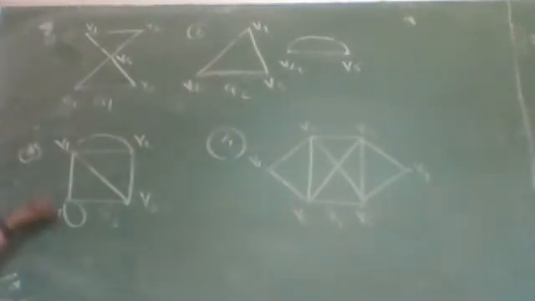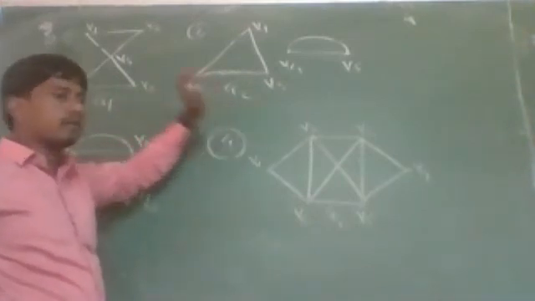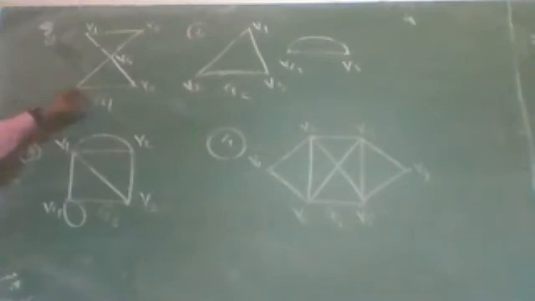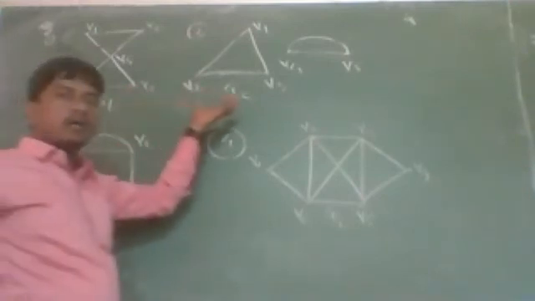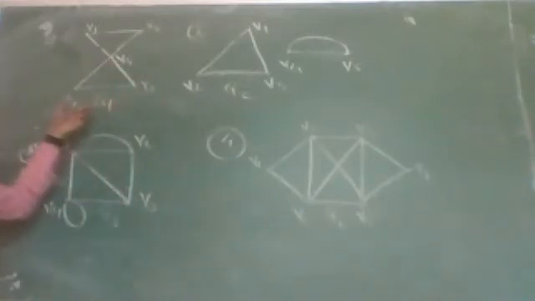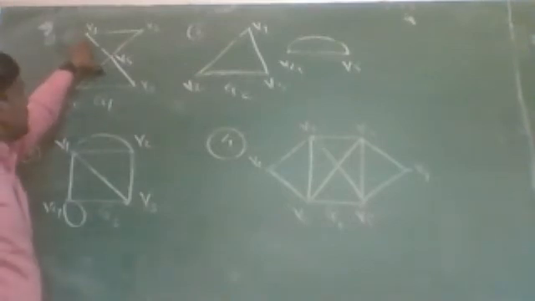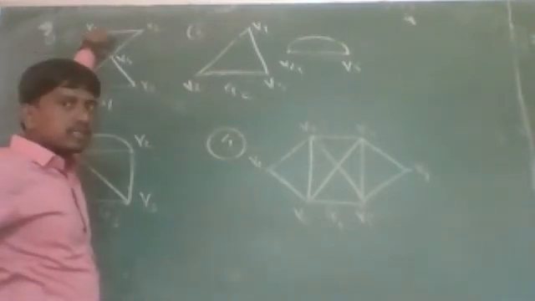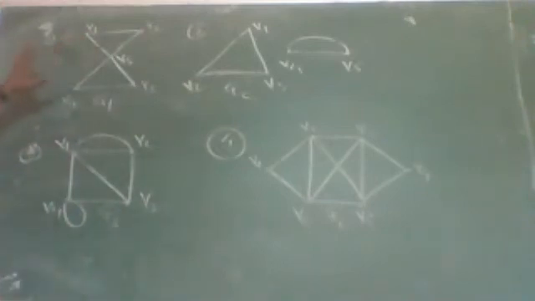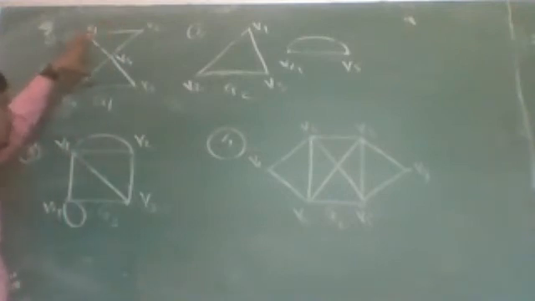Now we have to check whether these graphs are Eulerian graphs or not. The first graph G1 is said to be a Eulerian graph if graph G1 is connected and every vertex of graph G1 is of even degree. Now let us see whether graph G1 is connected. Yes, there is an edge or a path between any two distinct vertices in graph G1. So graph G1 is a connected graph.